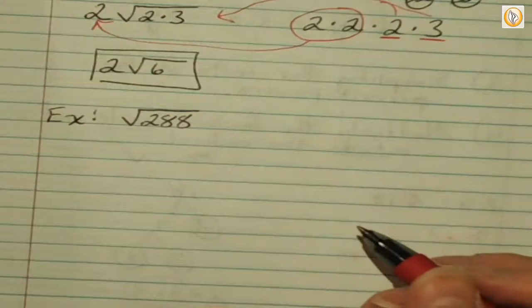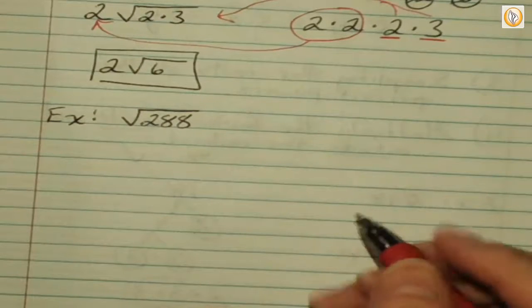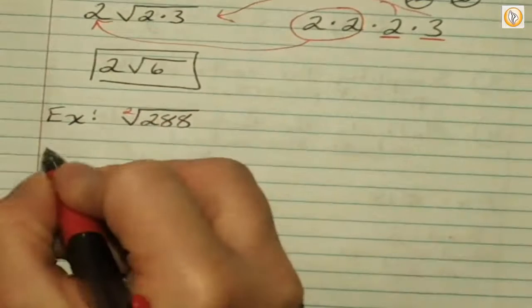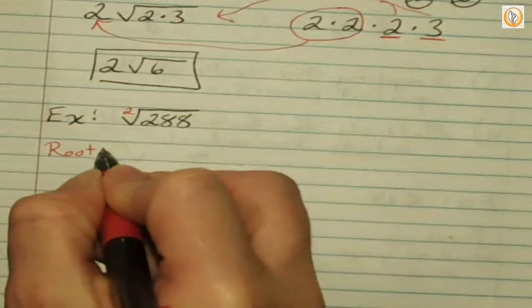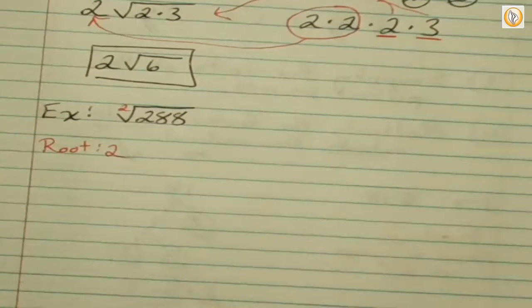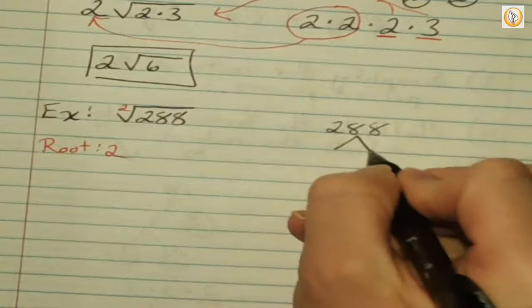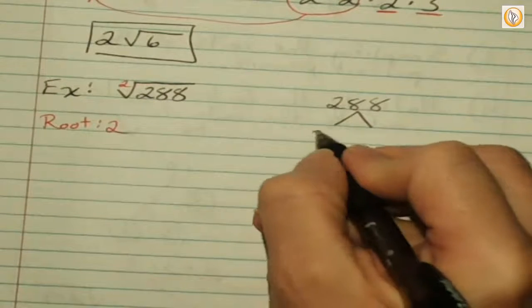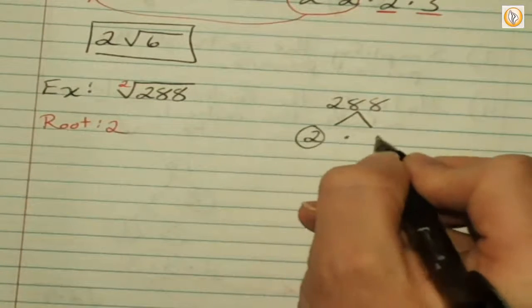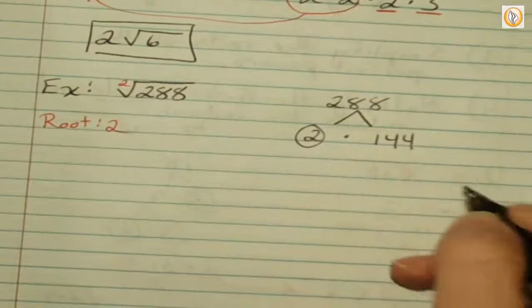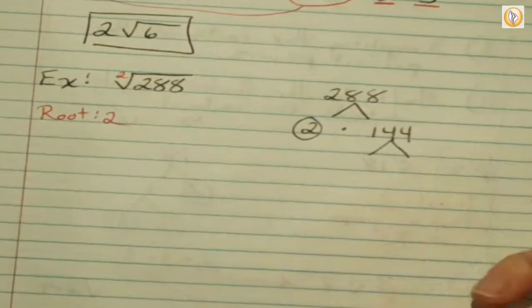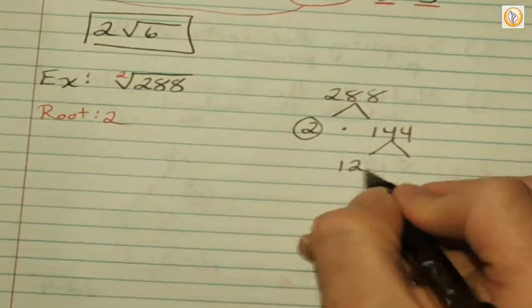All right, so what's my root? That's the first thing. 2. So my root is 2. We're going to be looking for pairs of 2. So we start with our factor tree. 2 and 144. Very good. 2 times 144. Circle 2. And then 12 times 12. Oh, very good.